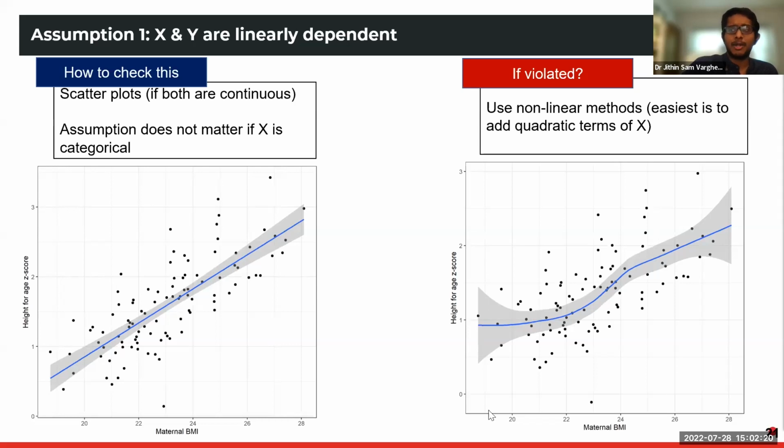But what happens when they're not linearly dependent? Let's say here we see some sort of weird shape, which is not a straight line: it's flat, then it goes up, and then it decreases in slope. So we need to use some methods that account for this nonlinearity. There are so many methods out there. For example, one of the easiest is to add quadratic terms of x. And you can make it more and more complex the more you learn about statistics.